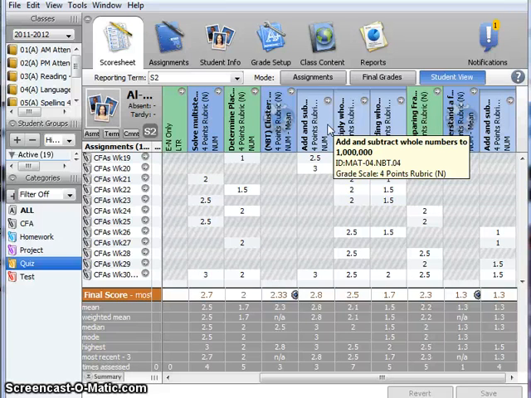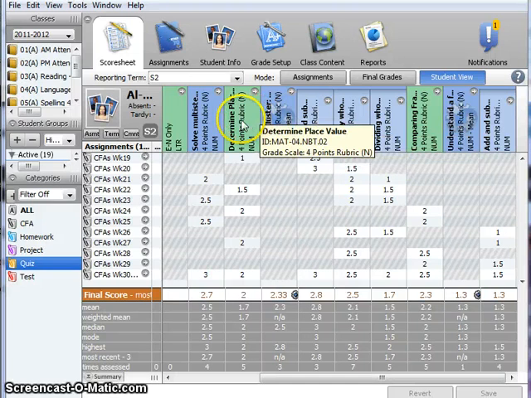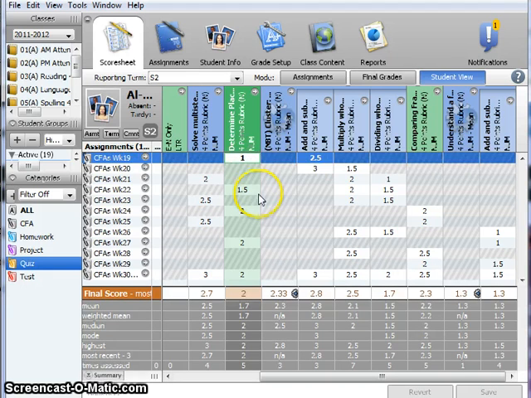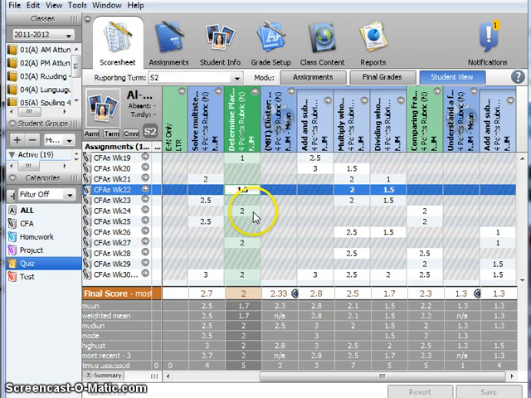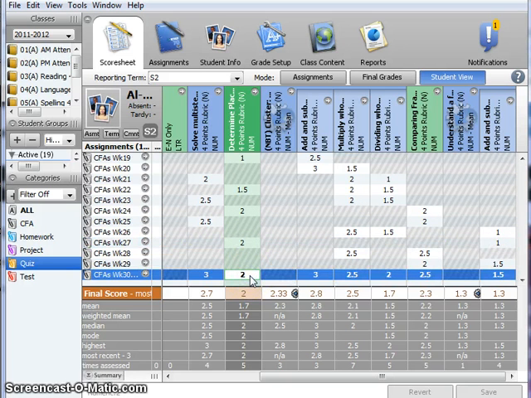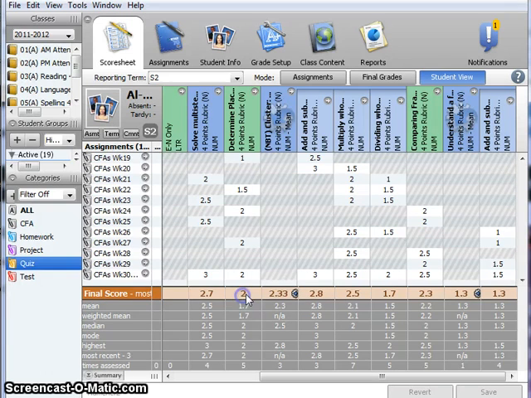Now, Guideline 4 is looking at the most recent information. So let's look at determining place value for this particular student. You can see he started off with a 1 on week 19. Week 22, a 1.5, 24 got a 2, 27 got a 2, and 30 got a 2. So if you notice, the final score is a 2. So it's not even considering these first 2 grades because they were practice, and it's looking at the most recent work. It's not going to give them the average of a 1.7.